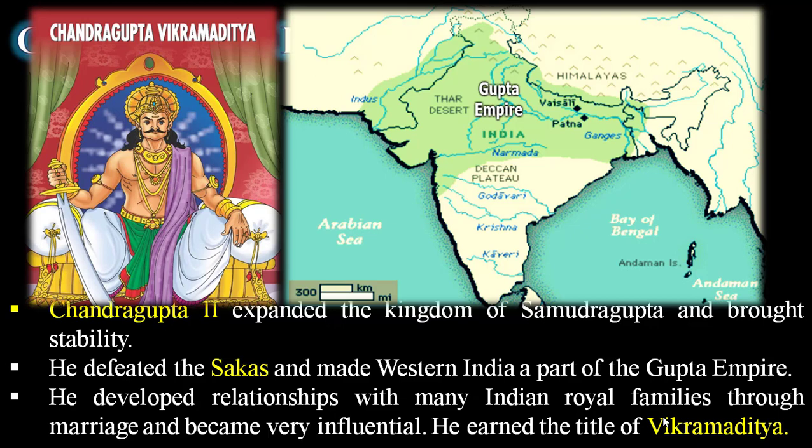Chandragupta II was one of the very powerful rulers among the Guptas. He came after Samudra Gupta. When he came to power, he defeated the Sakas and the western part of India became part of the Gupta empire. He developed relationships with many Indian royal families through marriage and became very influential. So he earned the title Vikramaditya.